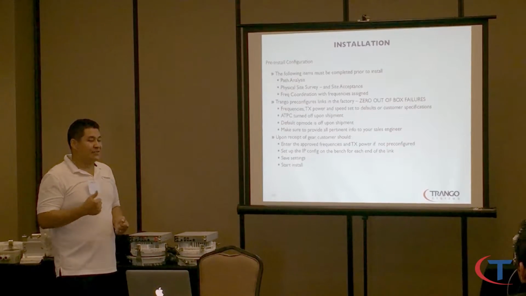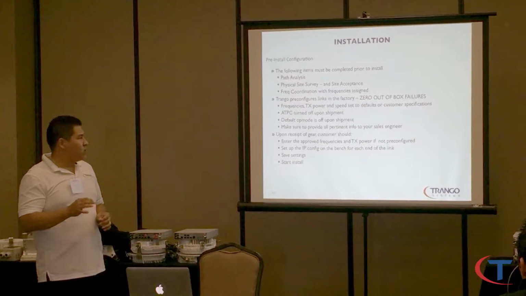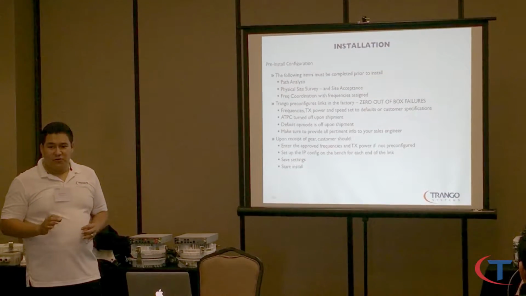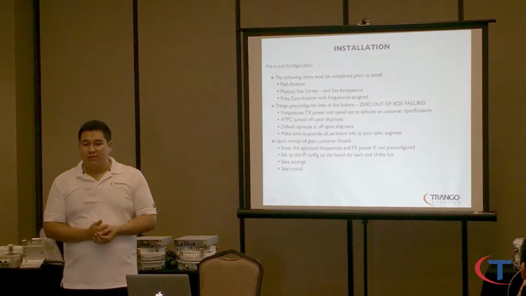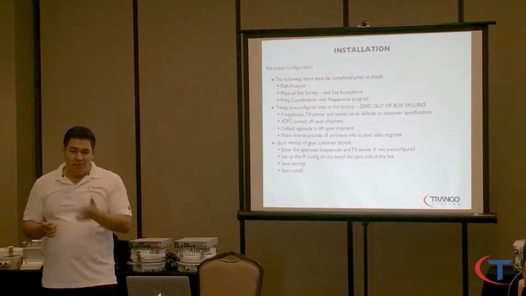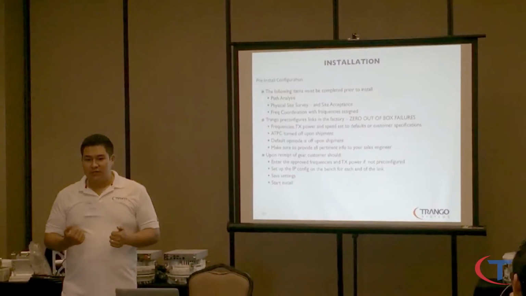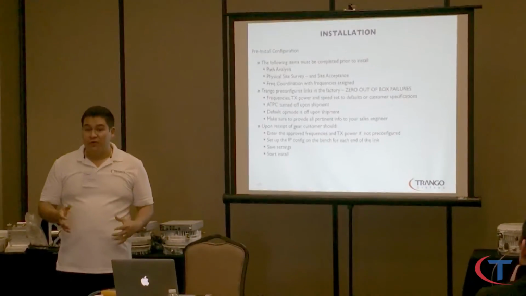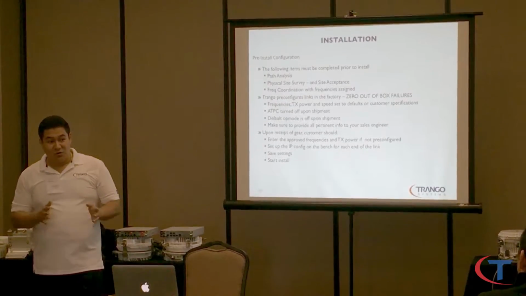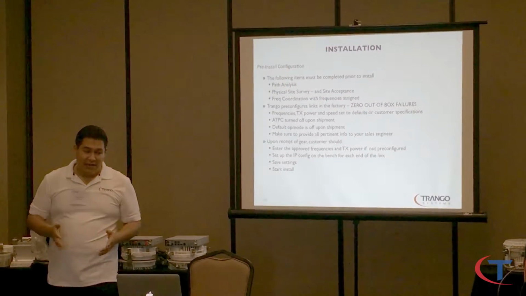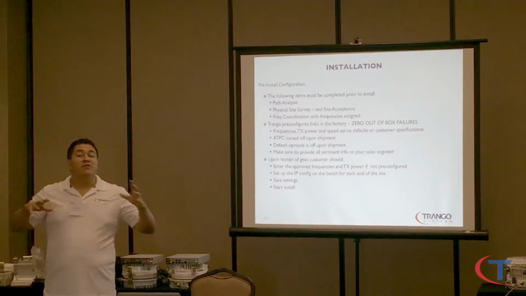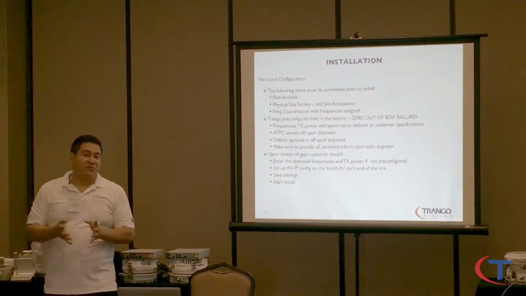Frequency coordination and frequency assigned. Triangle pre-configures the links in the factory. Zero out-of-the-box failures. As I said before, when we get your PCN, we're going to configure the link to your specifications: transmit power, frequency, RX and TX. But now that you know there's an A and a B side, remember, you have to send the correct side to each tower side. If not, you're going to interfere with somebody else, and that's going to wreak havoc on the tower.